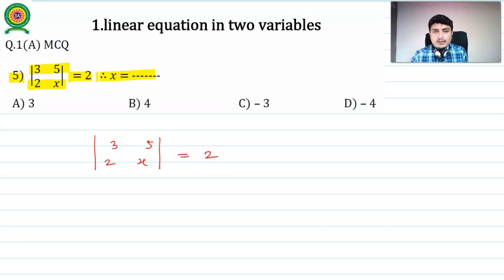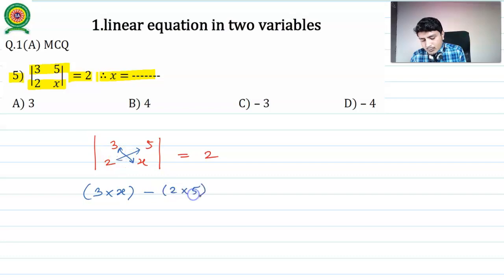So how to solve the determinant? Be focused. First, principal diagonal elements multiplication. That means we are having 3 into x. Middle sign is strictly minus. Then other diagonal elements multiplication. That means we are having 2 into 5. That is equal to the value we have given, 2. Now 3 into x becomes 3x. 2 5s are 10. That is equal to 2.